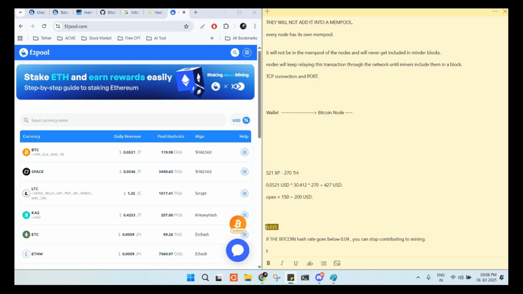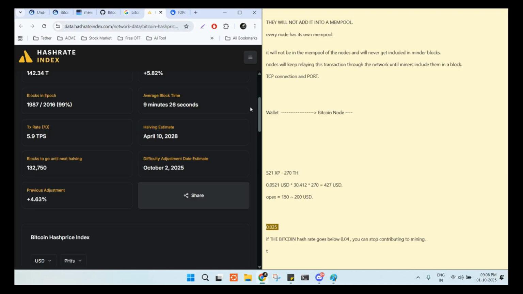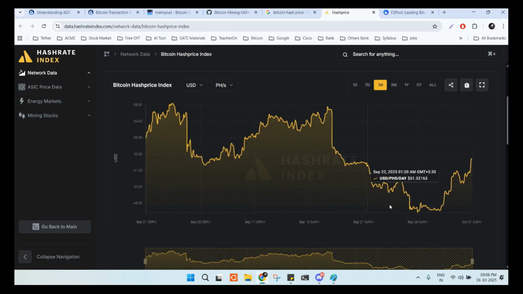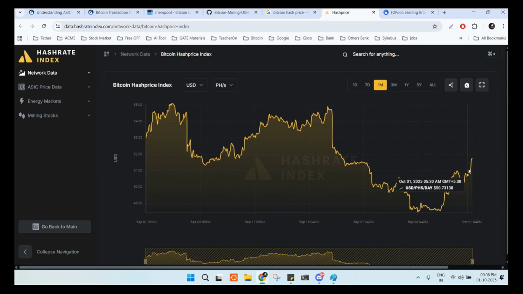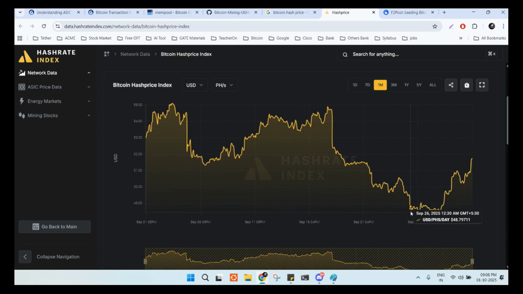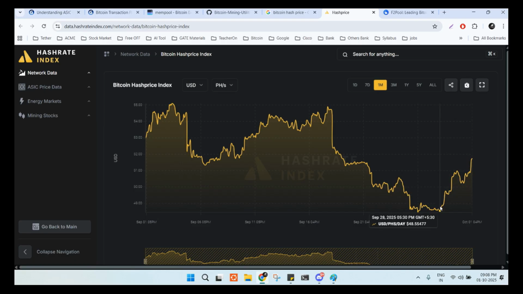So these things you have to calculate and tell your hosting provider: if it goes below this, stop. Or you can also write basic scripts so that once it goes below this, you can stop the mining. These are fluctuations, right? It may go far below, and then in just one or two days it will come above again. So if it is not profitable for you, that's why some miners stop contributing their hash rate, and then they start again. This is how it happens.